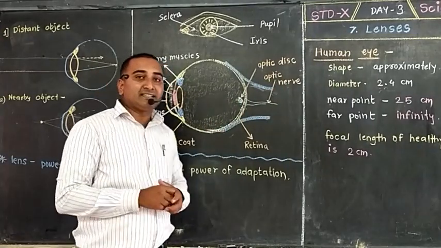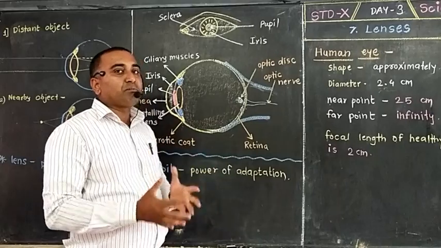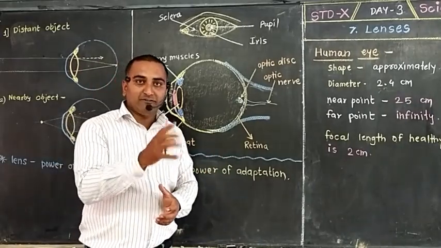The optic nerve sends these messages to the human brain, and like this, the human brain analyzes all this and we get the actual vision.